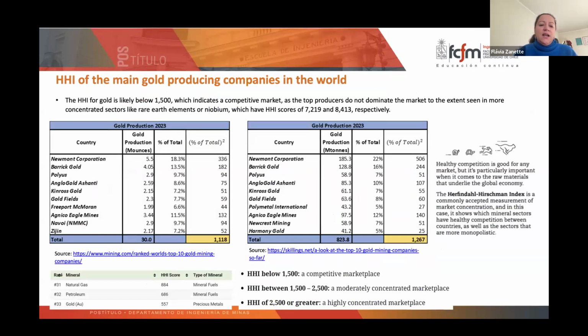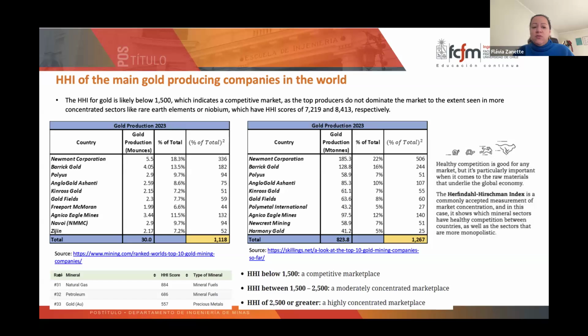HHI for gold is likely below 1,500, which indicates a competitive market, as the top producers do not dominate the market to the extent seen in more concentrated sectors like rare earth elements or niobium, which have HHI scores much higher than the gold market. Then we have the numbers. Just to mention, healthy competition is good for any market, but it's particularly important when it comes to the raw materials that underlie the global economy.